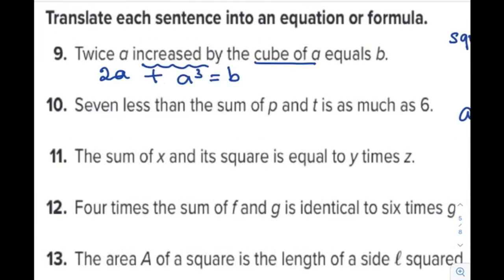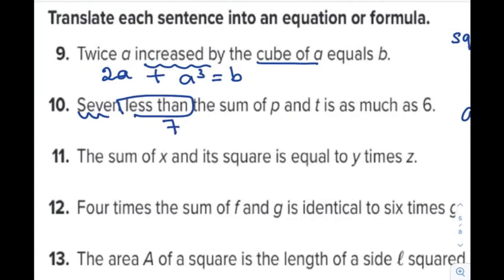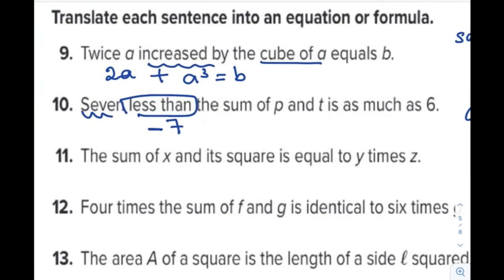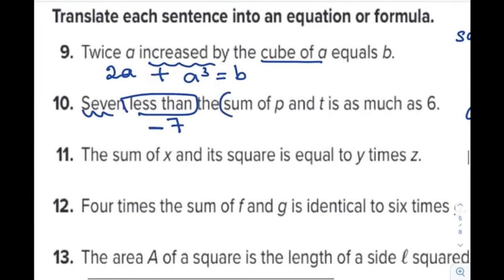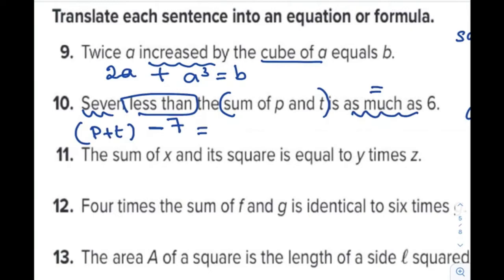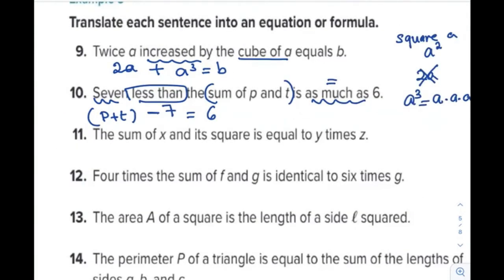7 less than, remember, so 7 comes after, it's less than something. Less than what? Less than the sum of, put it into a bracket, the sum of P and T, is as much as 6. So 7 less than the sum of P and T, we will include in the bracket. We will put the 7 minus 7, then equals 6.